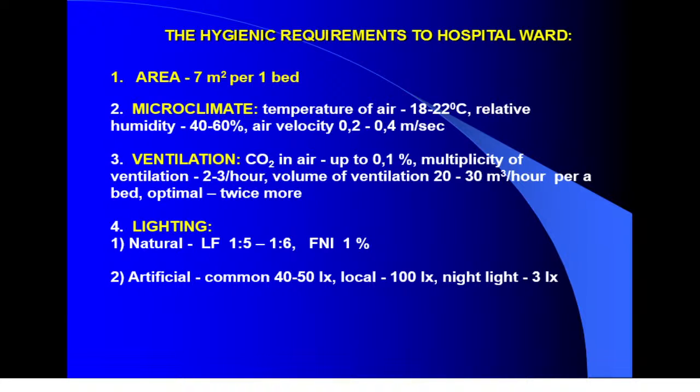Ventilation. CO2 up to 0.1%, multiplicity of ventilation 2-3 per hour, volume of ventilation minimum 20-30 meter cube per hour per bed, but optimally twice more. Lighting: natural light factor 1 to 5, 1 to 6, FNI 1%. Artificial illumination: common 40-50 lux, local 100 lux, and night light 3 lux.